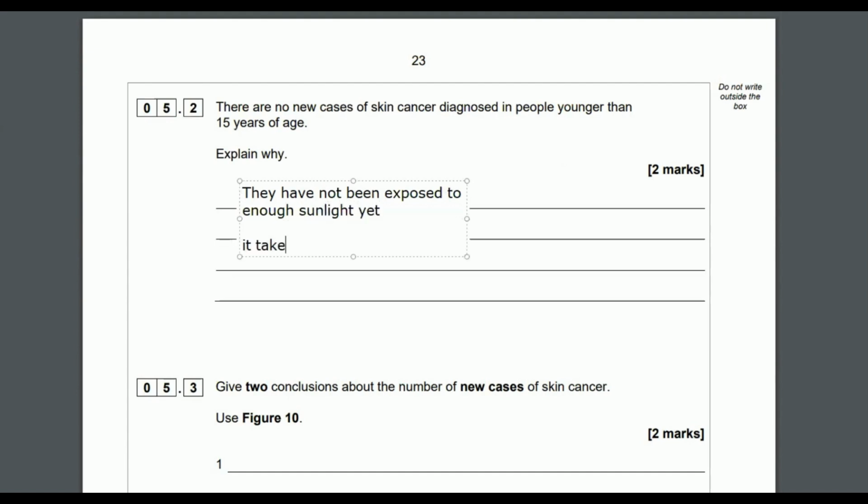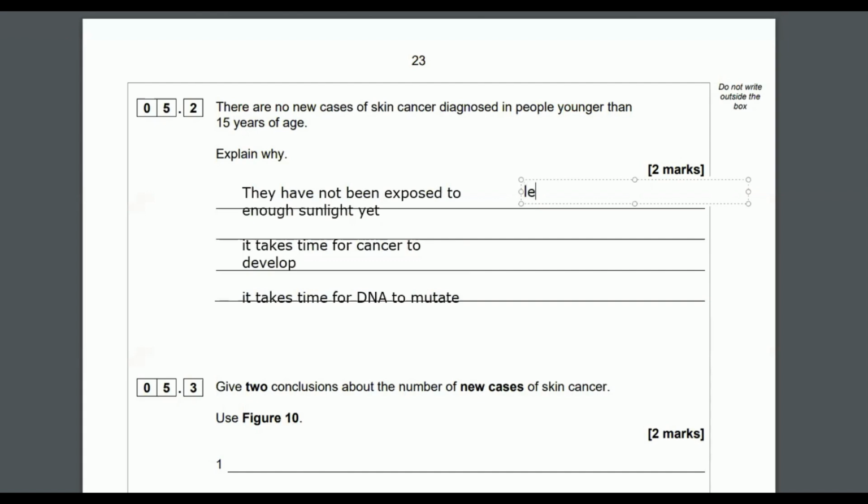We could say it takes time for cancer to develop. We could say it takes time for DNA to mutate. So there's lots and lots of reasons we could give here, but any 2 of these reasons would be good enough. So I want to say less time exposed to radiation. What type of radiation? That would be ionizing radiation. You'll know from physics, alpha, beta, gamma, the stuff that actually can cause mutations to cells. So they've had less exposure to X-rays and to ionizing radiation.